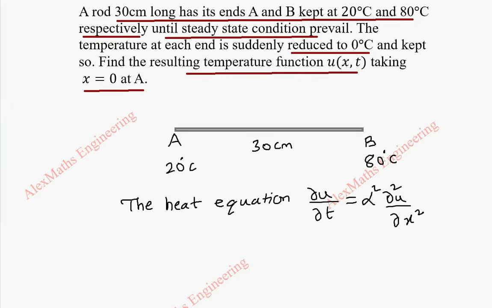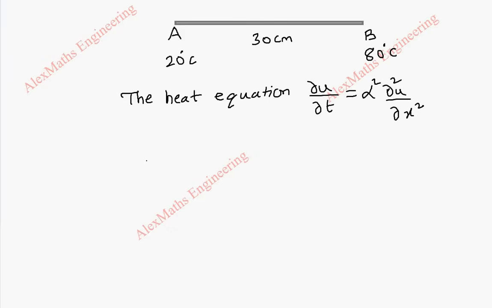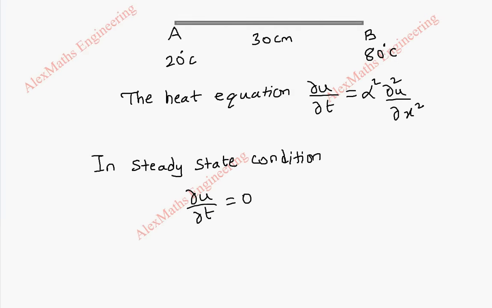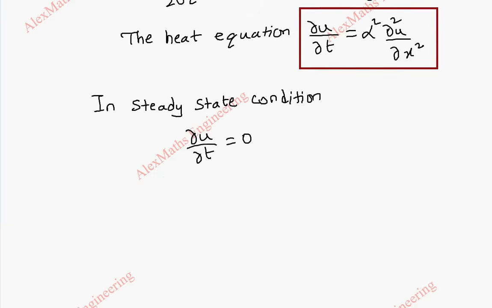Since they have given, we have a steady state condition. In steady state condition, the change in temperature with respect to time, that is dou u by dou t, is 0. So using this dou u by dou t as 0 in our heat equation, we get alpha square into dou square u by dou x square is 0 and hence dou square u by dou x square equal to 0.